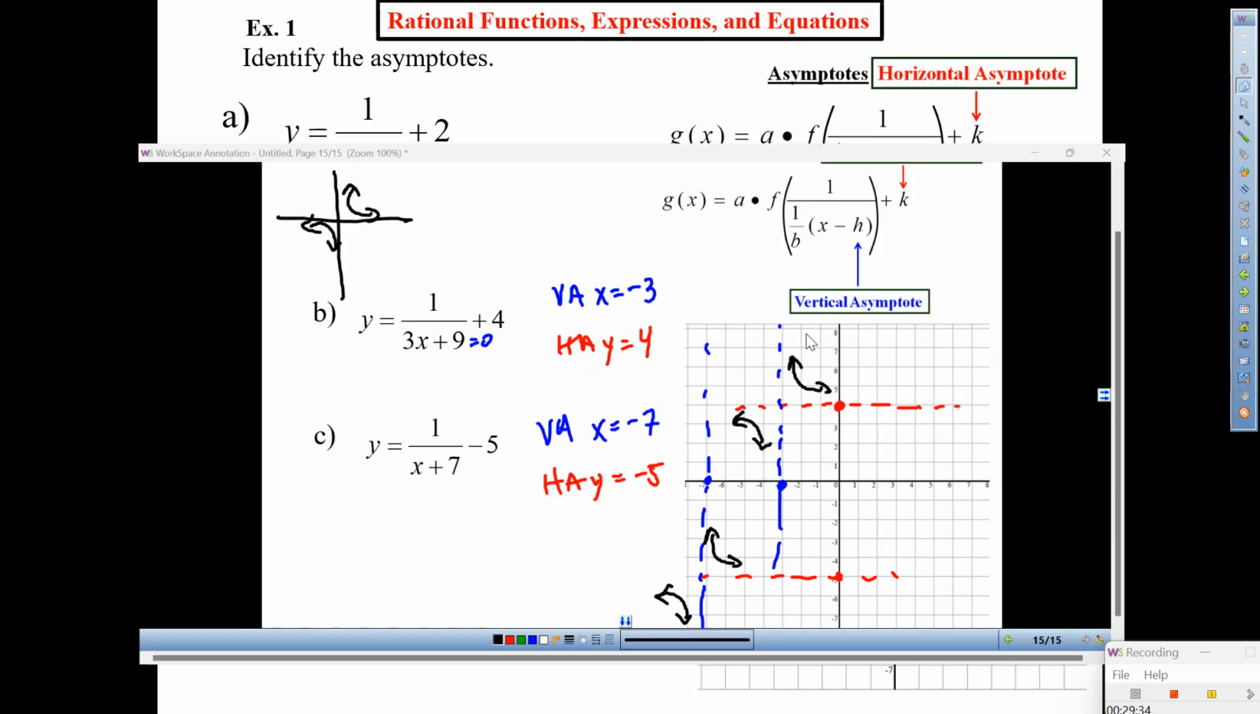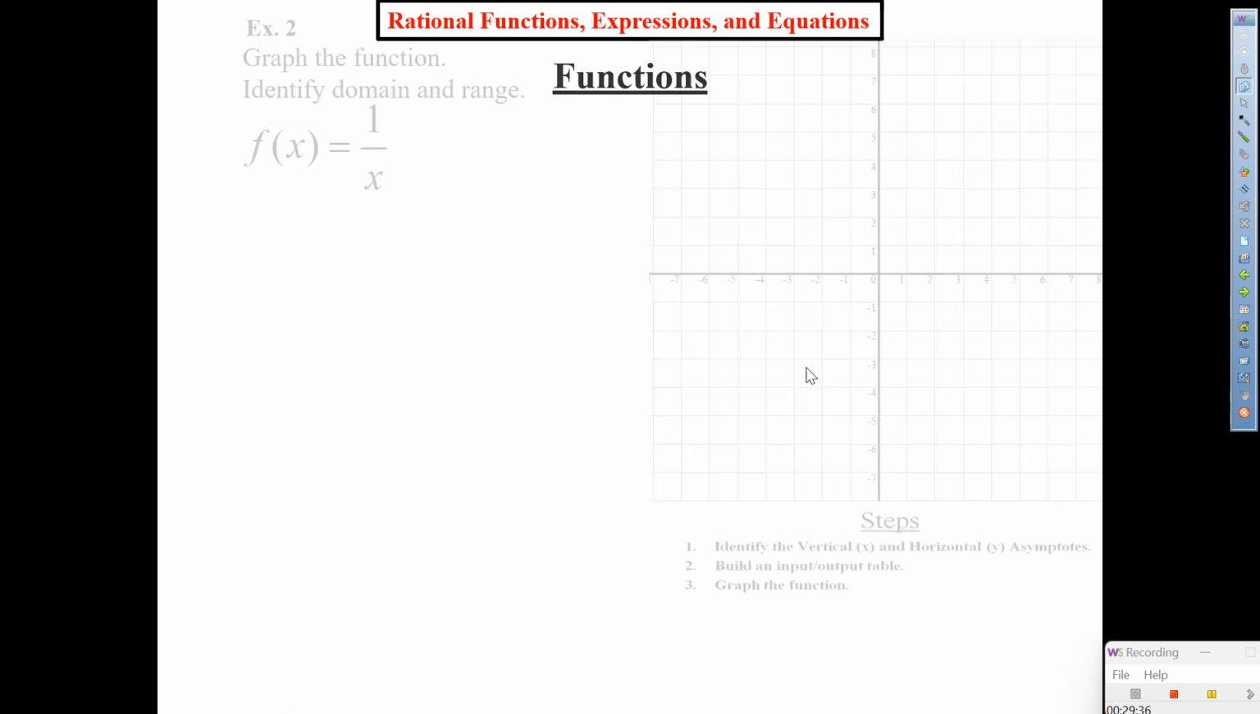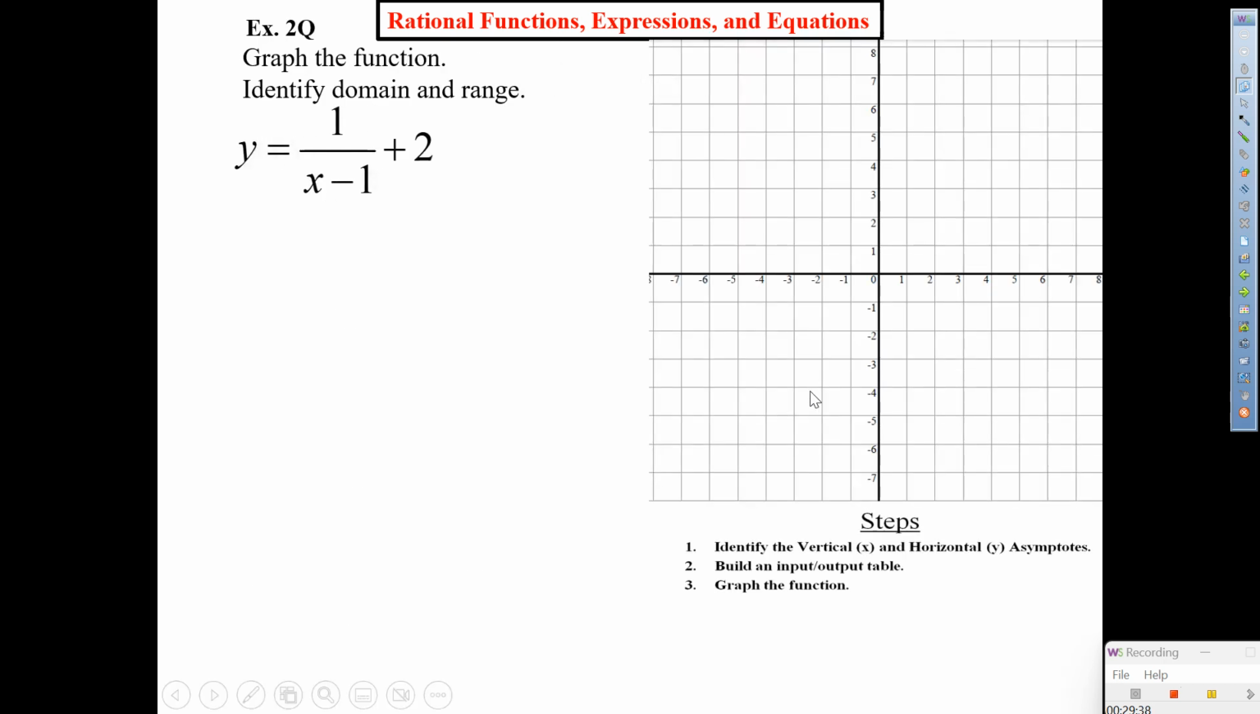Ready? Here we go. Copy this one, example 2Q. This is going to be our last example. Y equals 1 over x minus 1 plus 2. I'm going to show you the entire process now on this one, put it all together. What we did on the warm-up with problem number 1, remember? We needed a table and then graph. But then part 1 was missing, which was the asymptotes. All right, here we go.